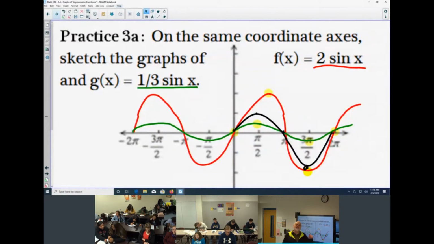So if yours doesn't go through the origin, that's something I would look for when I'm grading. If it's not perfectly symmetrical, or maybe it doesn't go all the way down to negative 1/3, I'll probably cut you a little slack on that, but it has to go through the origin. Okay. All right, any questions on that? Anyone having any trouble putting it in the calculator?